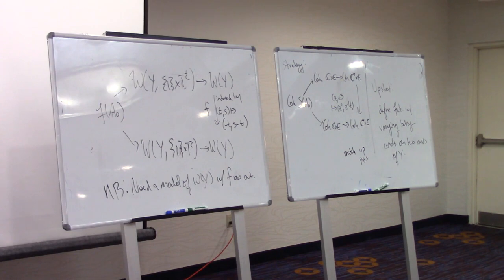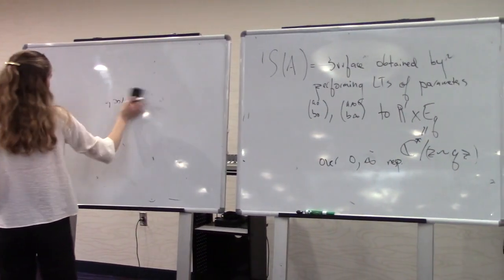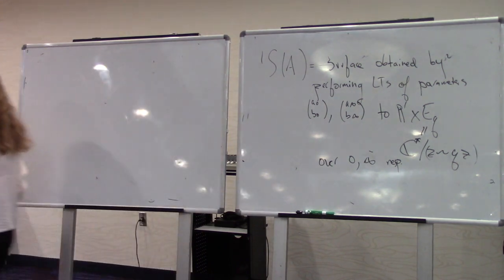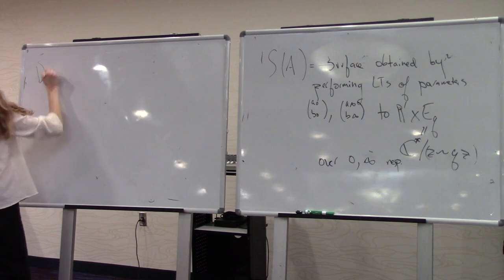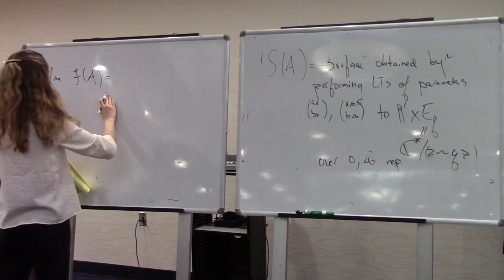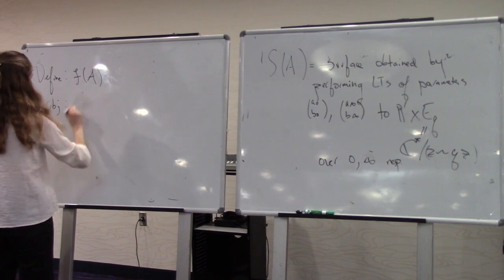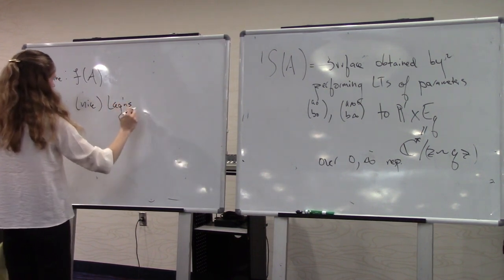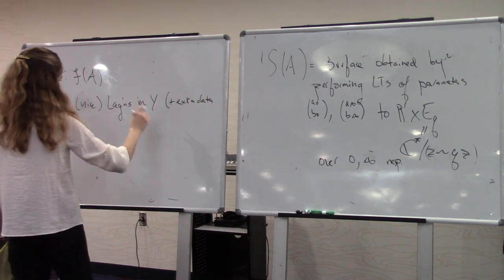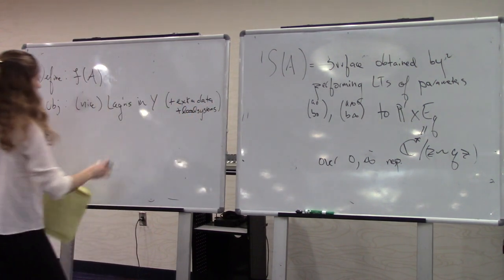Right. So now I'm going to define a Fukaya category for any of these pairs, A naught, B naught, A infinity, B infinity. So define: F of A is equal to, so the objects are going to be, let's say, nice Lagrangians in Y, plus extra data, things to make your Floer theory well defined. That's what nice means. Plus local systems. But I won't get into details today.